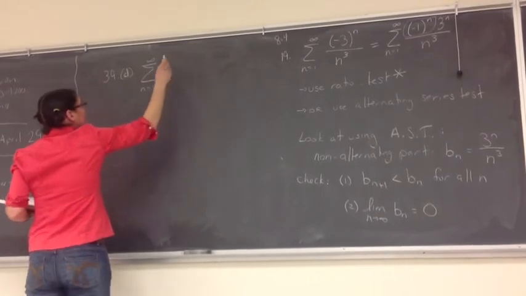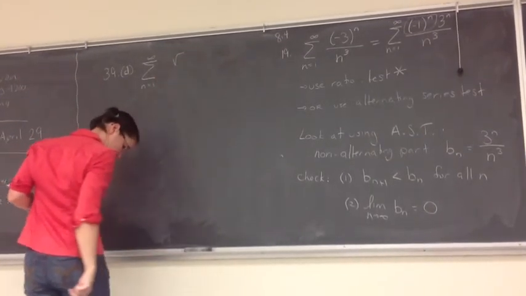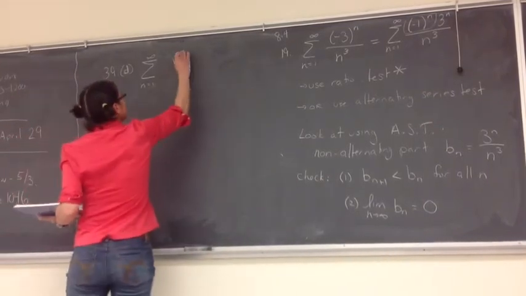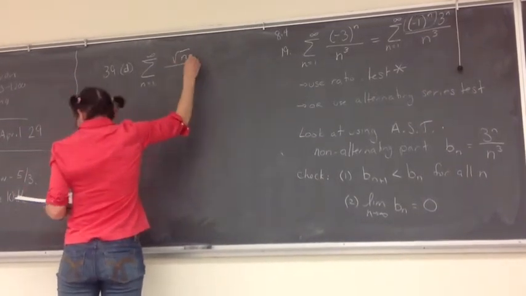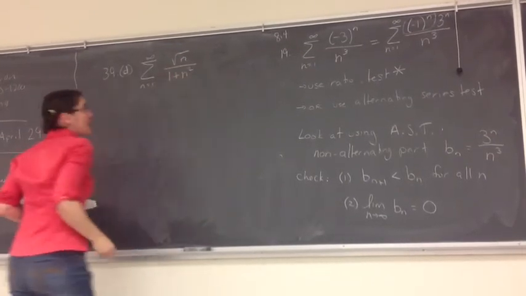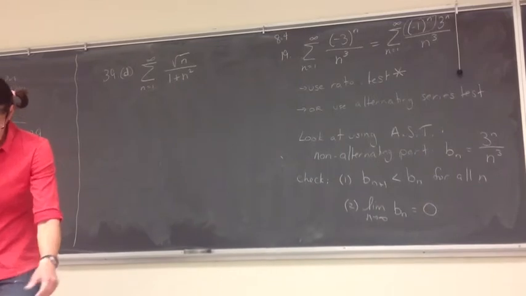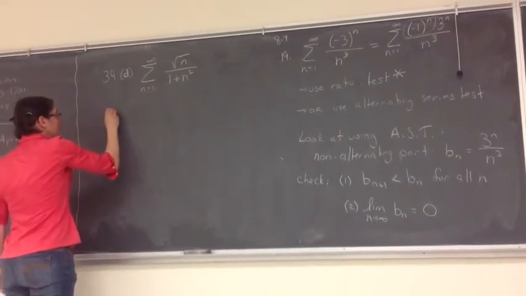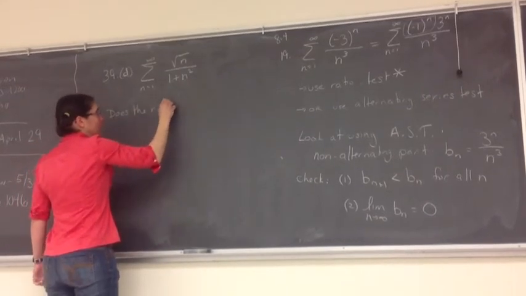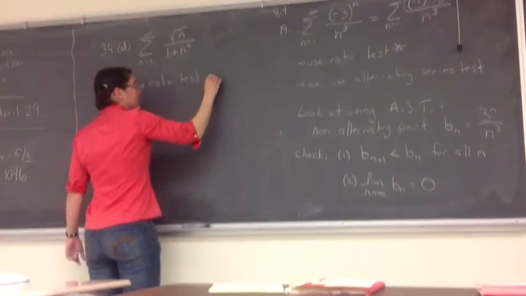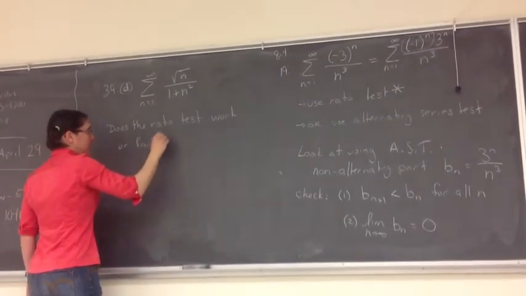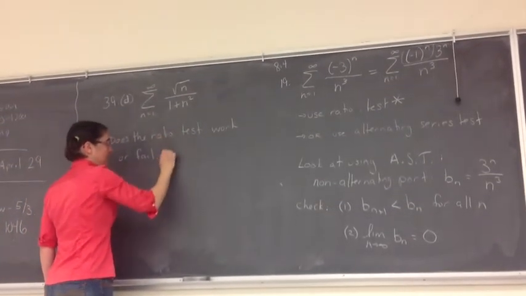So we've got the sum where n goes from 1 up to infinity of the square root of n divided by 1 plus n squared. And the question is, does the ratio test work or fail on this series?